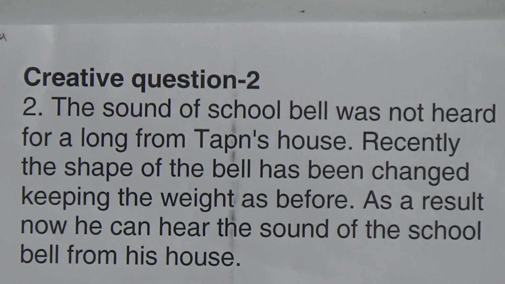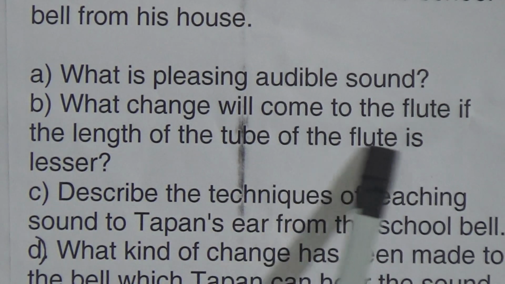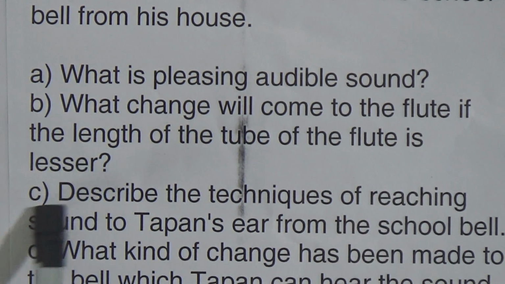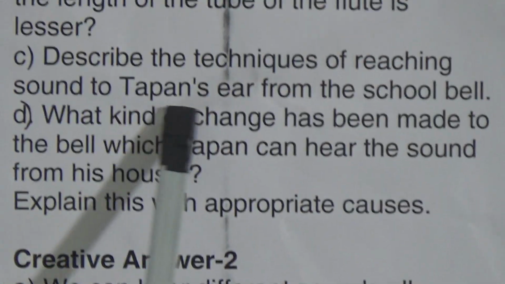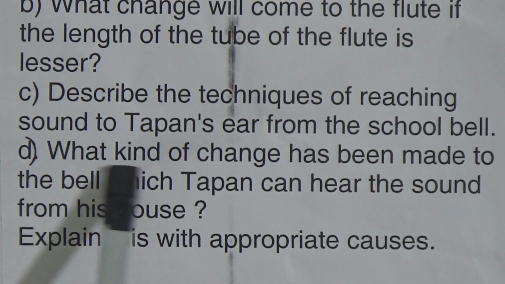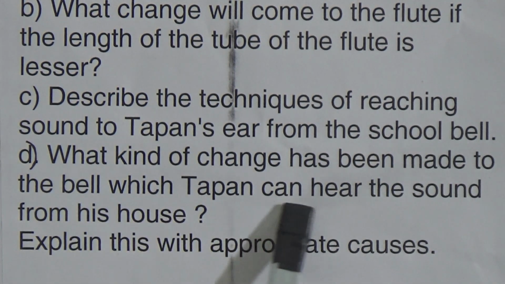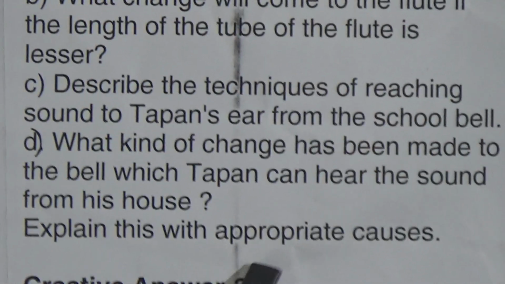A number question is, what is pleasing audible sound? B number question is, what change will come to the flute if the length of the tube of the flute is lesser? C number: describe the techniques of reaching sound to Tapan's ear from the school bell. D number question is, what kind of change has been made to the bell by which Tapan can hear the sound from his house? Explain this with appropriate causes.